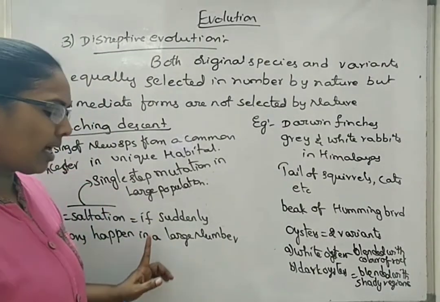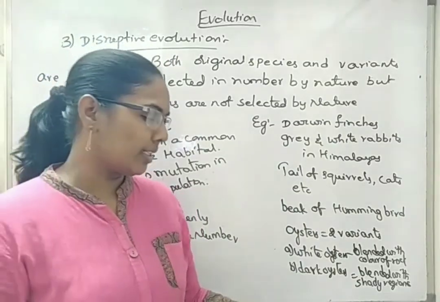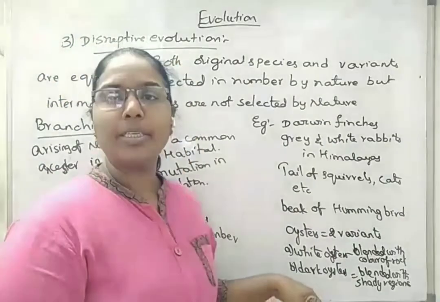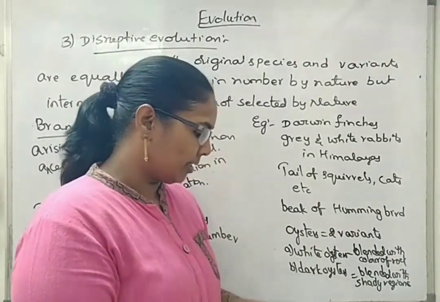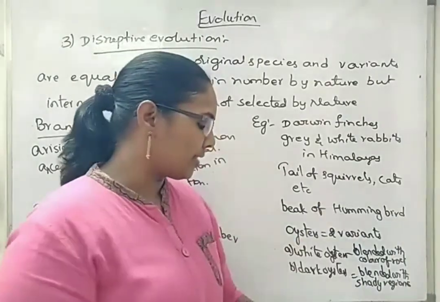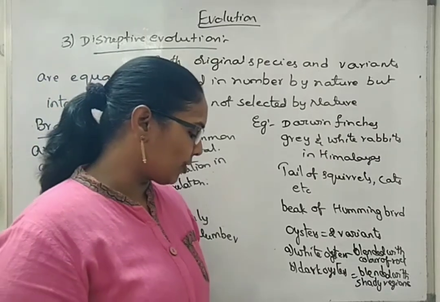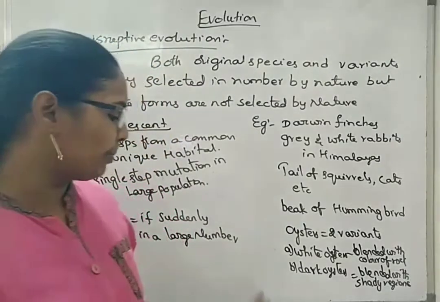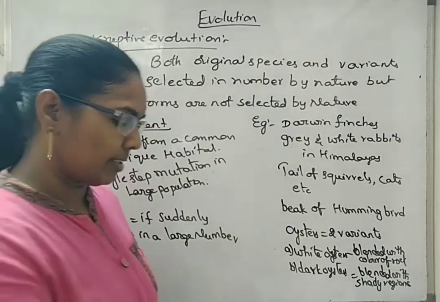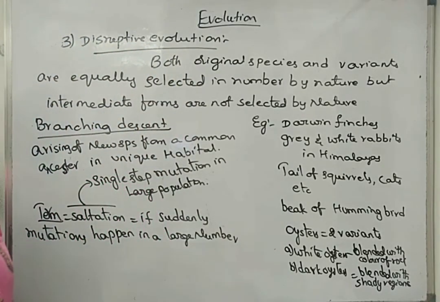So this saltation term you can read on page number 135 of NCERT, and the branching descent term on page number 134 of NCERT. Next, another graphs, that is the diagrammatic representation of operation of natural selection of different traits, that is types of natural selection. You can read from page number 136. So this is about natural selection and its types and some of the important terms.